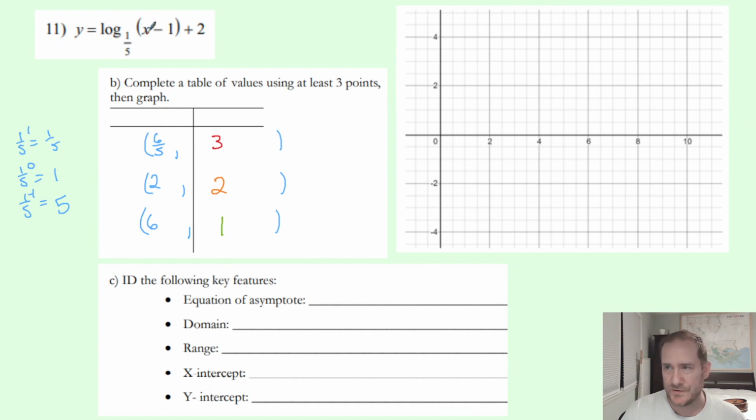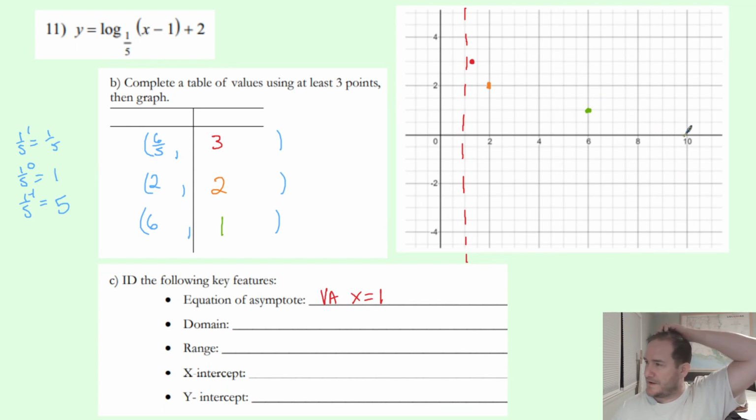But don't forget your asymptote. We know that our asymptote is a vertical asymptote that occurs when x equals 1. So I can plot that. It's here. I can plot my points. 6/5 is 1 and 1/5, so it's just barely to the right of the asymptote, and it will have us up at 3. And then 2 is a point, so that's here, and 6, 1 is a point, which is here.